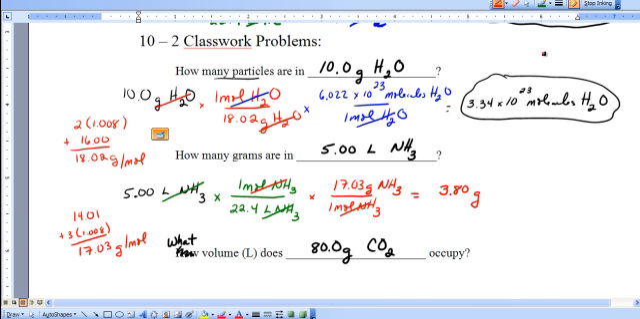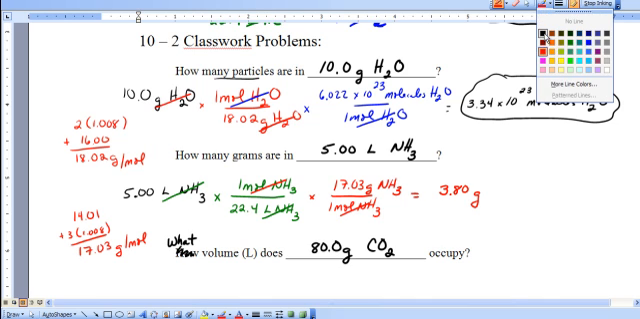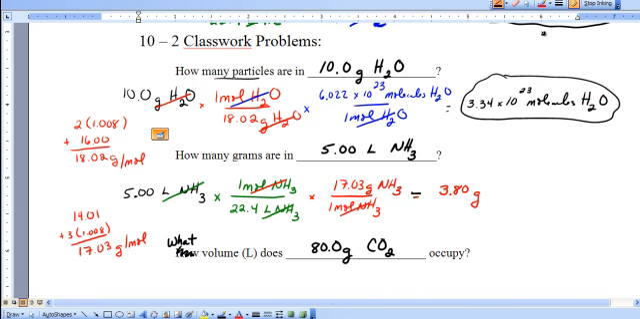3.80 grams. Now, let me do that in black. That's what we've been doing. 3.80 grams of ammonia. And there you go. So that's how much 5 liters of ammonia gas at STP would weigh.